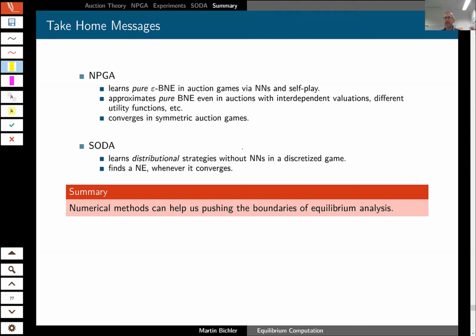If you think about arbitrary multi-object auctions, as I mentioned at the beginning, for very few environments, we really know the closed form solution. And it would be nice to at least get an approximation and see what would happen, right?